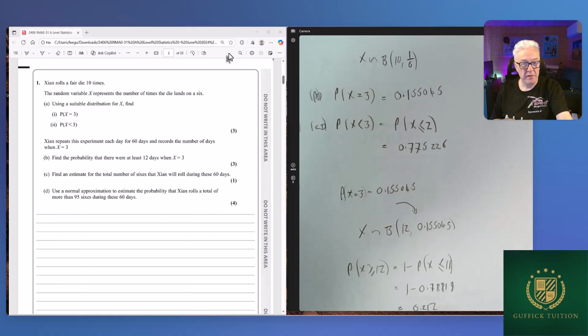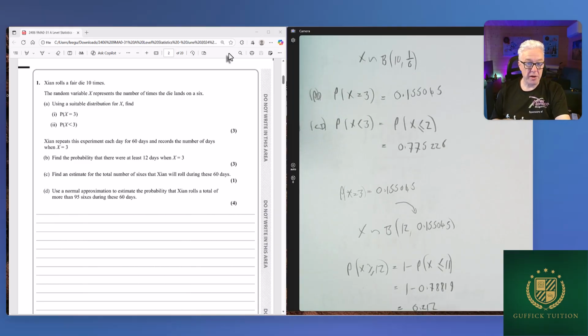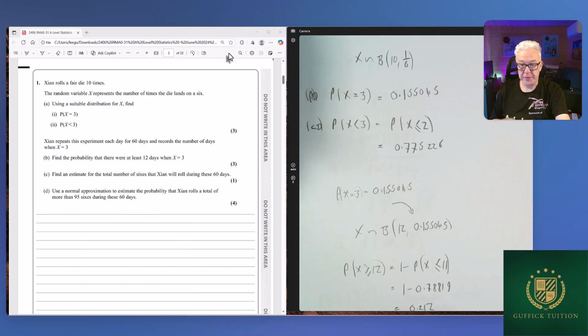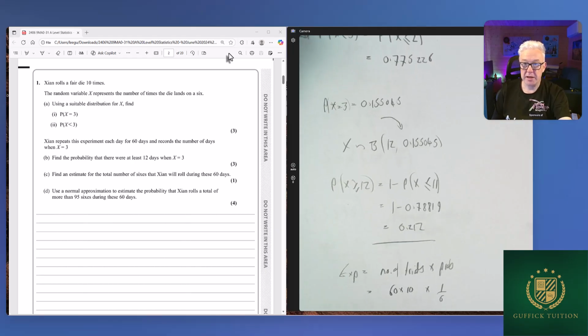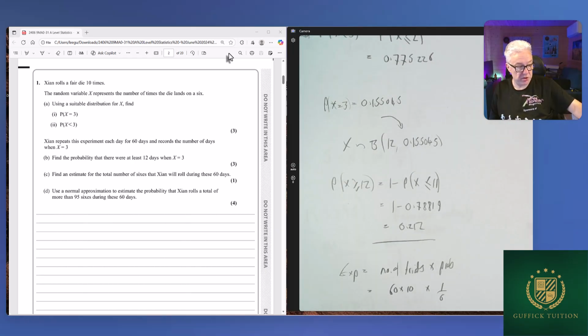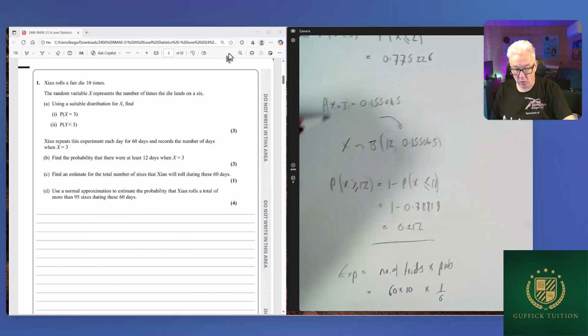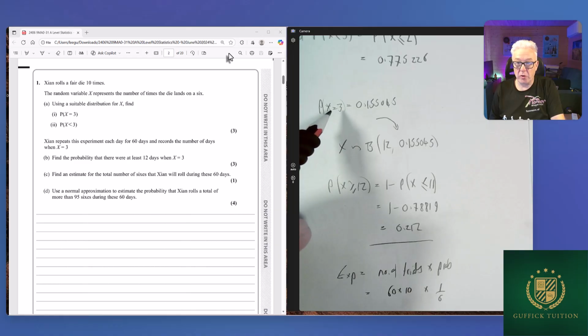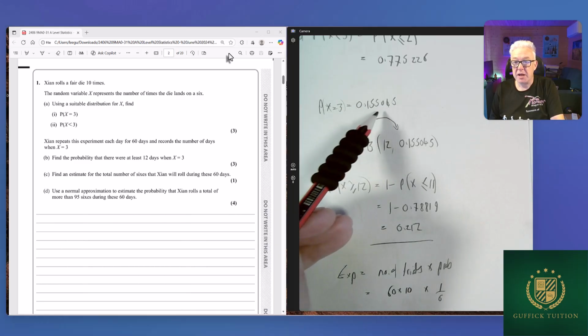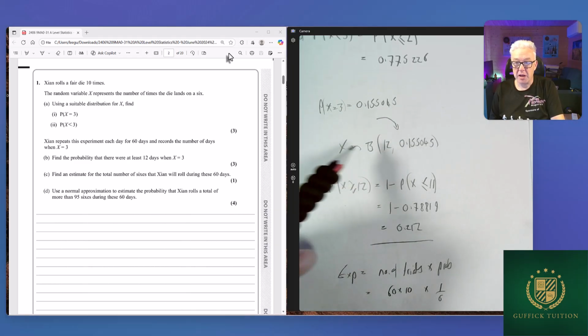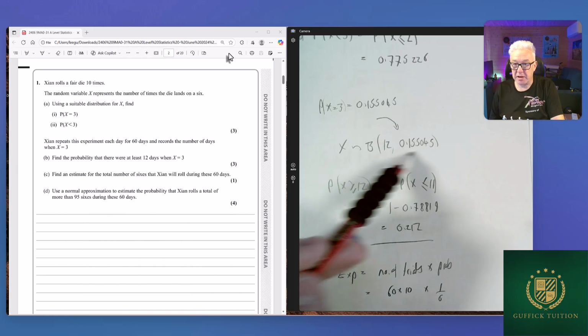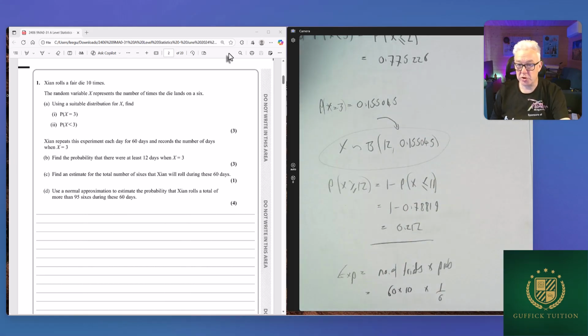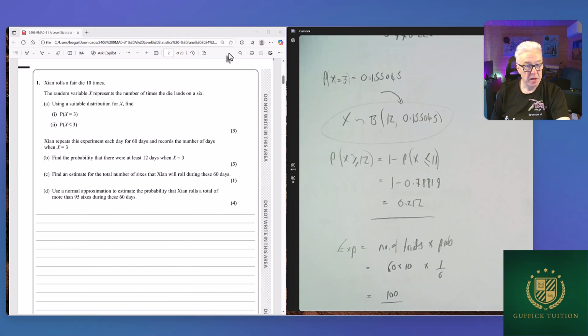Now, 𝗀 repeats the experiment each day for 60 days, recording the number of days when x is equal to 3. Find the probability that there are at least 12 days when x is equal to 3. So we've got a new binomial distribution in which the probability is going to be the probability of x equals 3. The result that we worked out before goes in as our p. And we've got our n as 12. So here's our new binomial distribution modeling this situation.